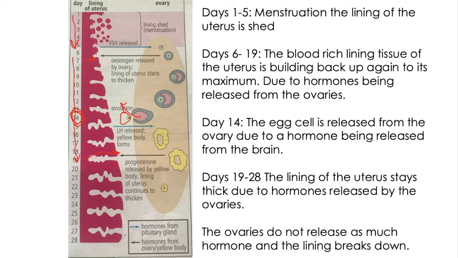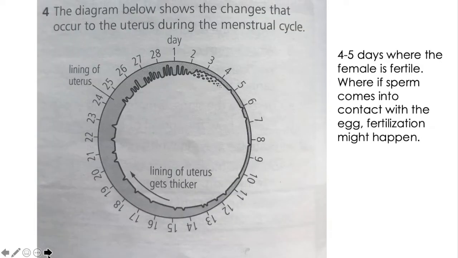Okay, and again up to 28 days, but if no fertilisation happened and there's no embryo to implant, then we go back to day 1 and the lining is shed and we get menstruation again. So here's a little diagram to help you visualise it. So here we've got day 1. So the lining's getting thinner. This is menstruation. Okay, and then up to day 14, this is ovulation. And then the rest of it is it's getting thicker and thicker again.